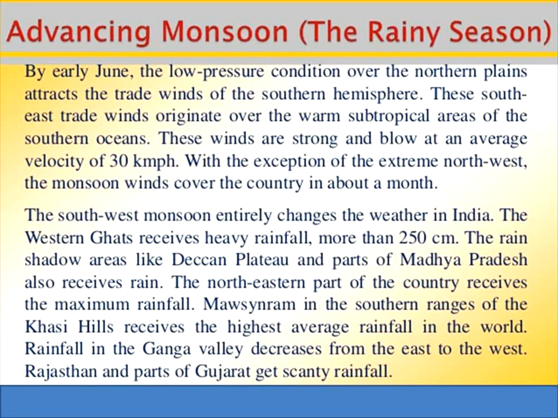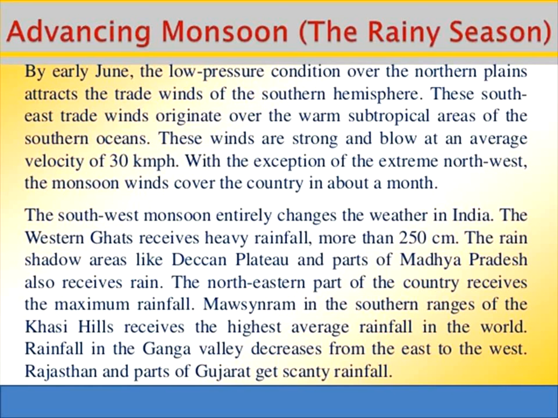With the exception of the extreme northwest, the monsoon winds cover the country in about a month. In a month it covers the entire of India. The southwest monsoon entirely changes the weather in India. The Western Ghats receive heavy rainfall, more than 250 centimeters, and we are receiving this rainfall now.